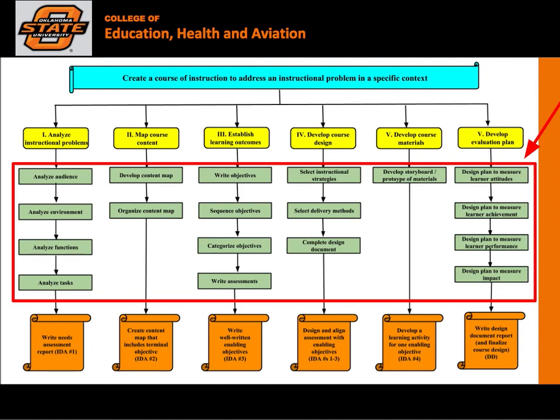So I'm sure you're wondering, where are these sub-steps coming from? Well, go back to your task or function analysis. This is really going to help you build in each of the sub-steps for each of your enabling objectives. So based on your task or function analysis, you as the instructional designer are going to have to decide what are the most important parts that will help my learners achieve the enabling objectives and eventually the overall terminal objective.